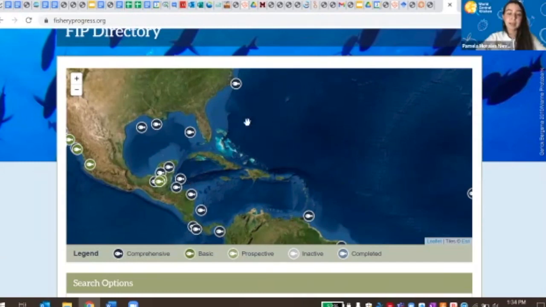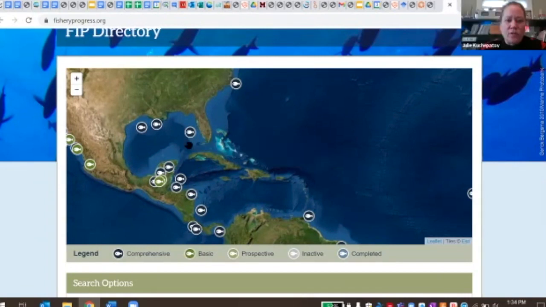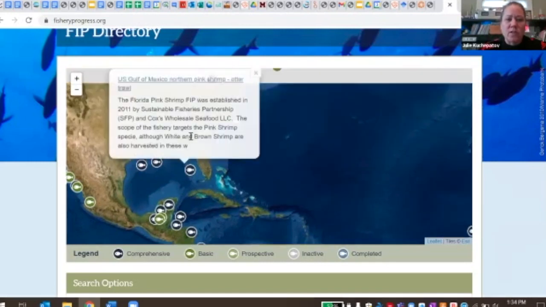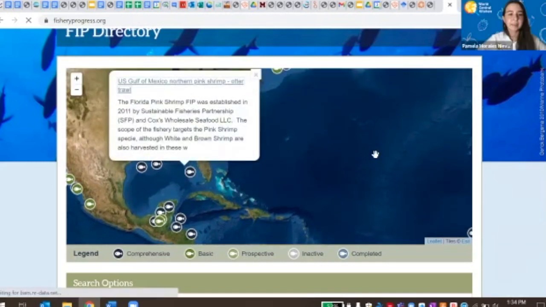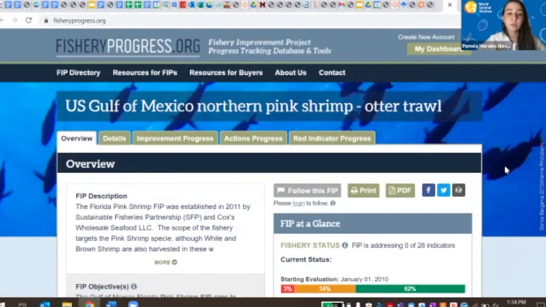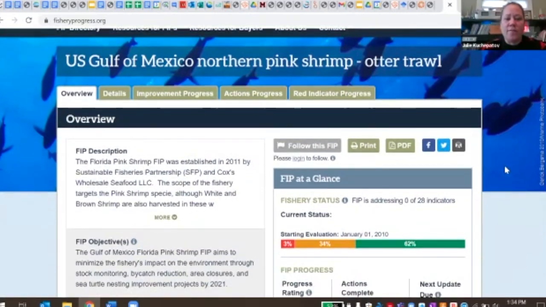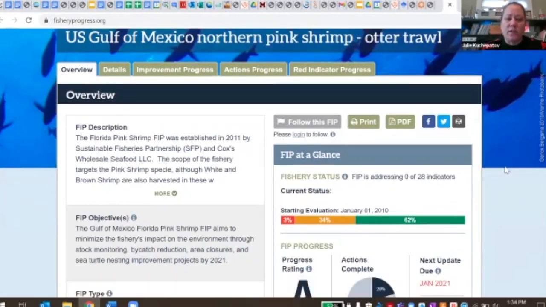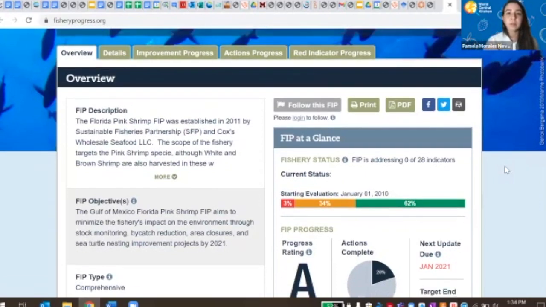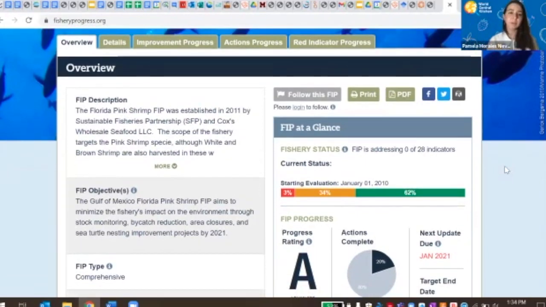At the moment, the Caribbean region does not yet have a fishery improvement project. However, in the area of Mexico, yes. Here's a Gulf of Mexico pink shrimp. Essentially, this has everything you want to know about the environmental sustainability of the Gulf of Mexico pink shrimp.